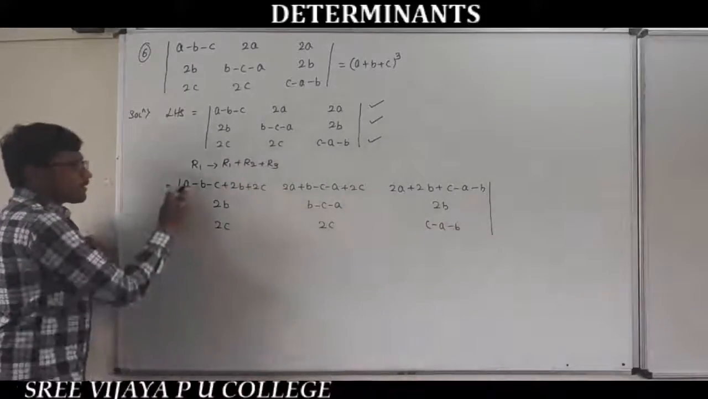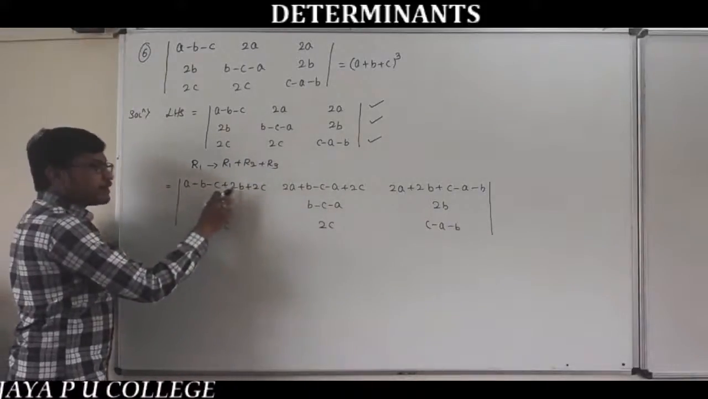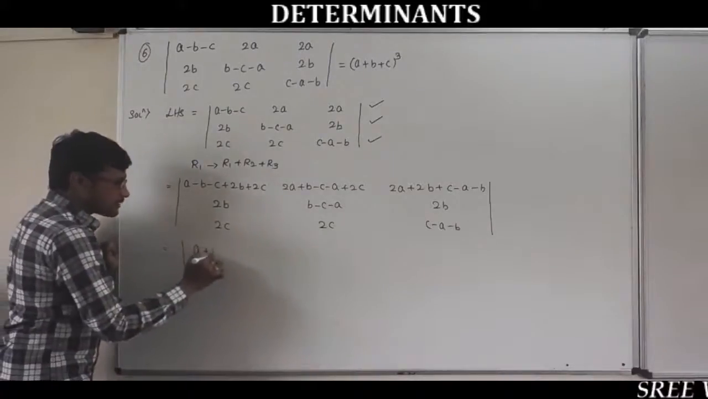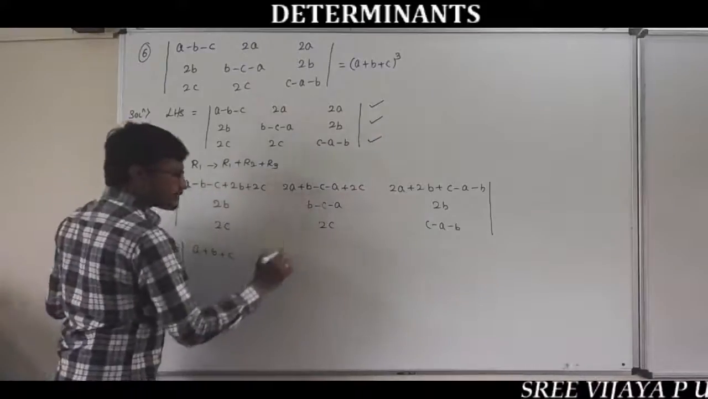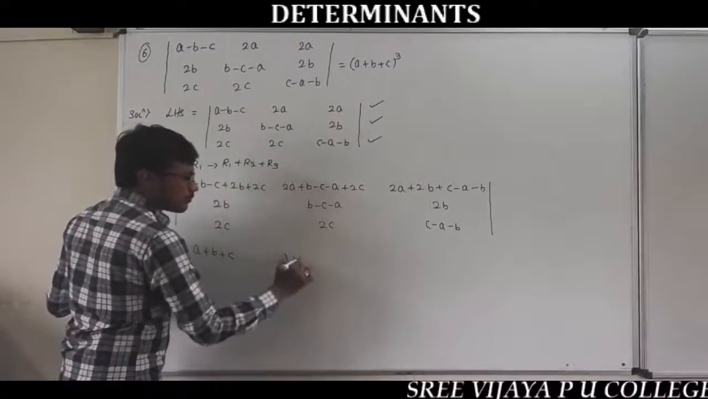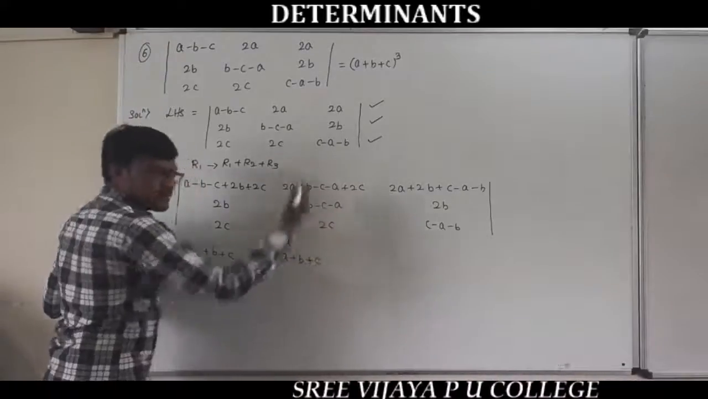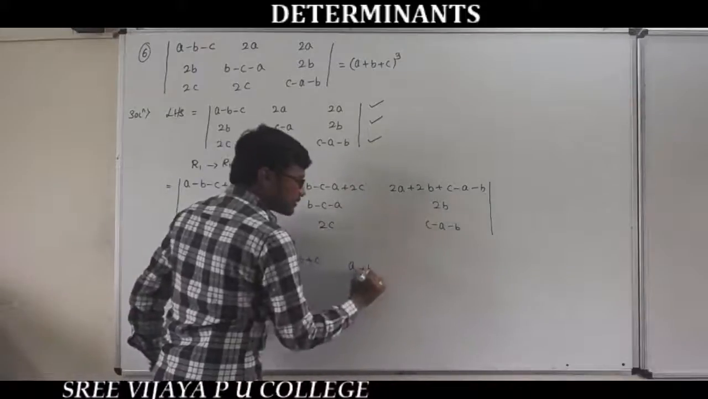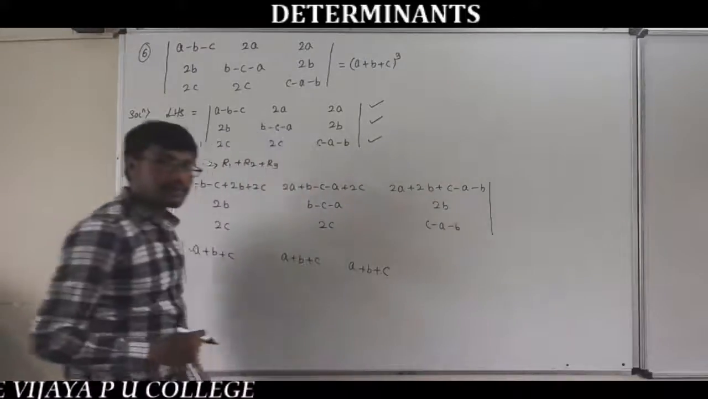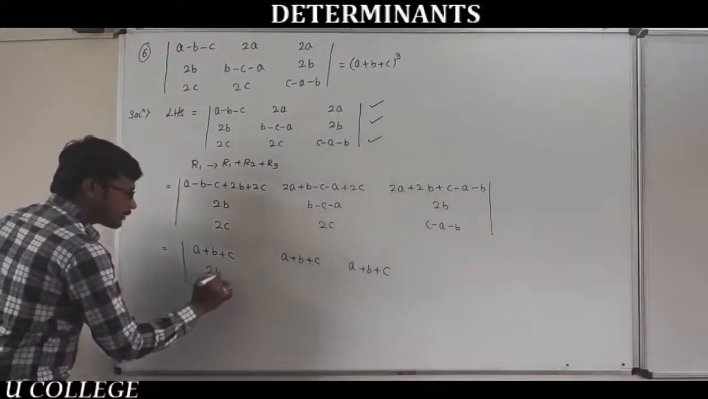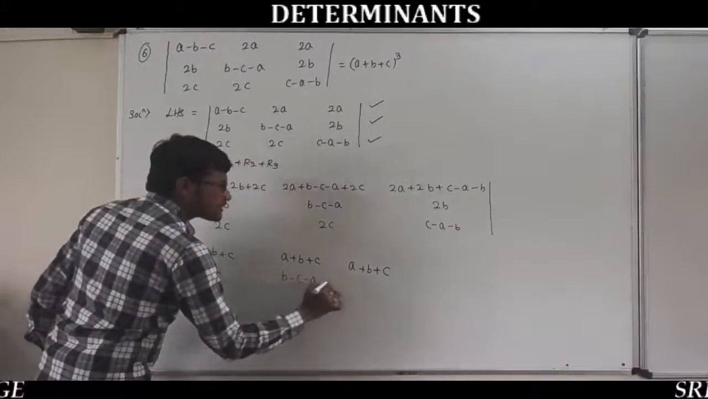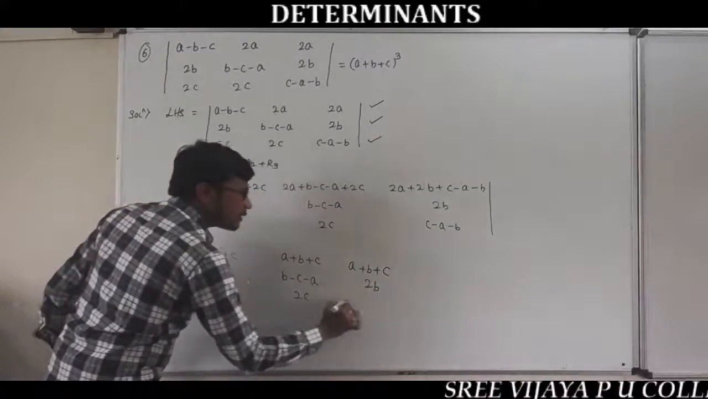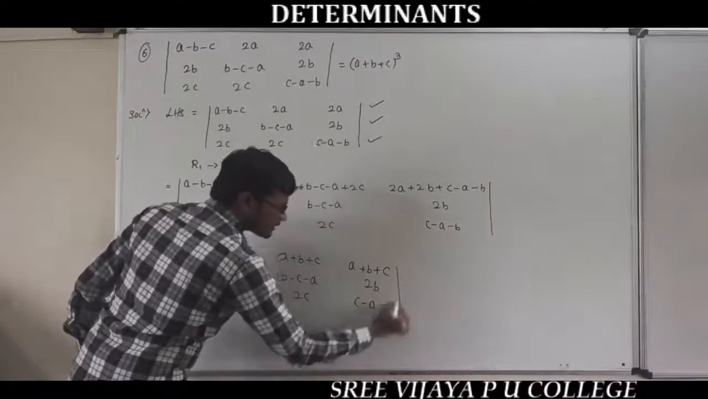So now simplify here. A minus B plus 2B is B plus... 2B minus B is B, 2C minus C is C. So you get A plus B plus C. Same, 2A minus A is A, just B, 2C minus C is plus C. Similarly that also, 2A minus A is A, 2B minus B is plus B, next plus C. This is the R1. R2 and R3 as it is: 2B, B minus C minus A, 2B; 2C, 2C, C minus A minus B.